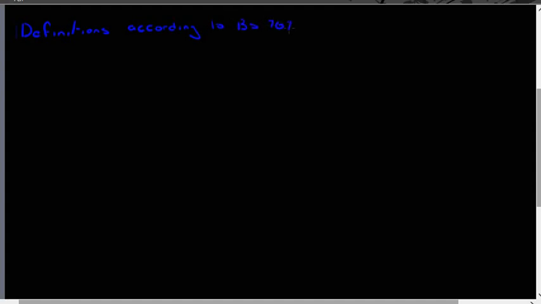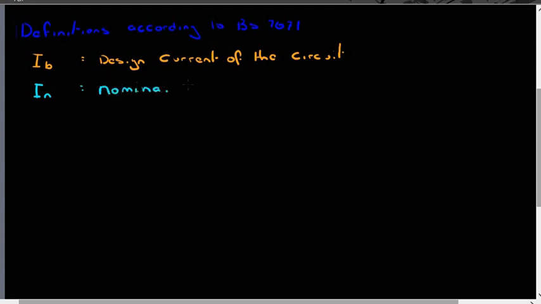We're looking at appendix 4. So first off we've got IB, which is going to be the design current of the circuit that you're installing. Following that, we've got IN, which is going to be the nominal rating of your protective device. So whether that's a circuit breaker or a fuse, whatever, it's all given the title IN.